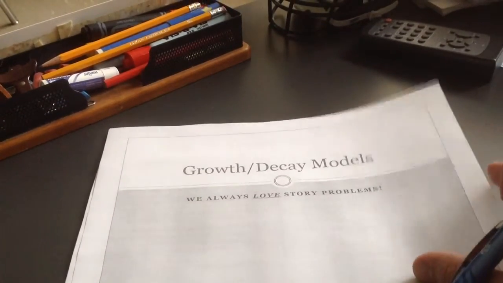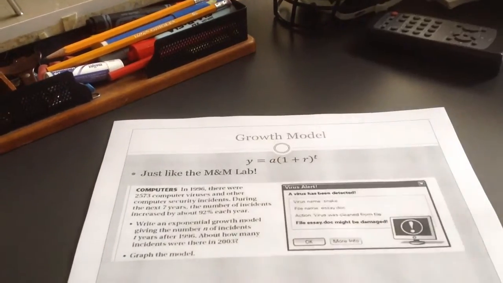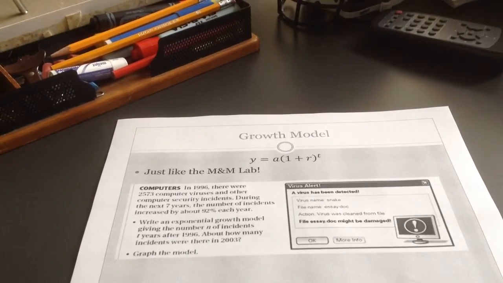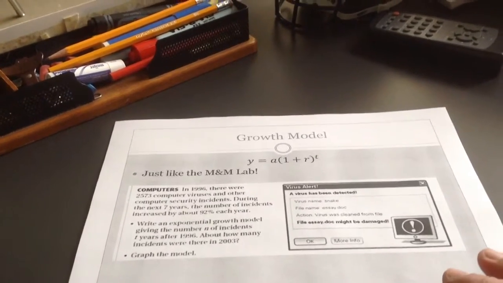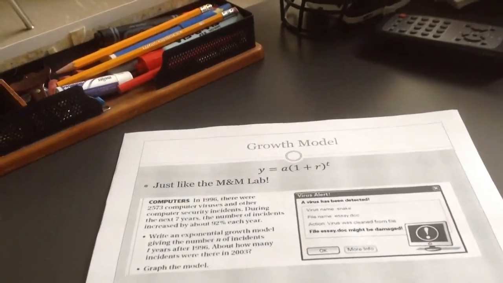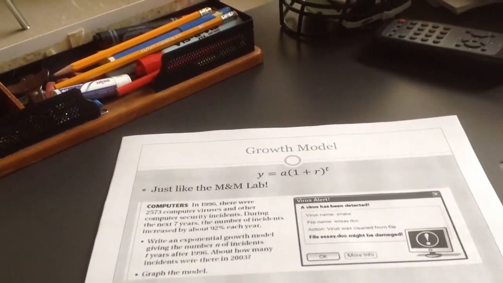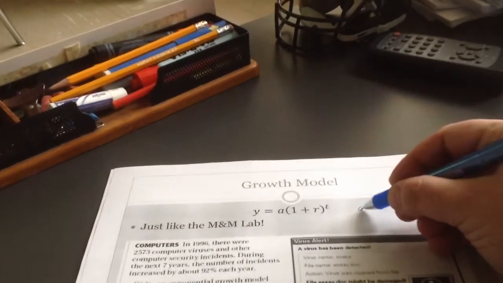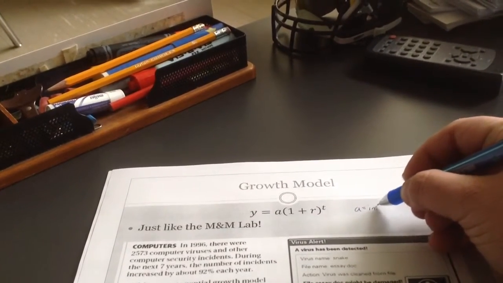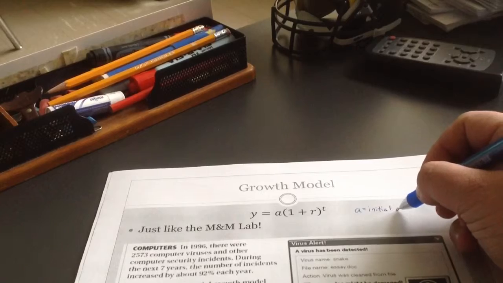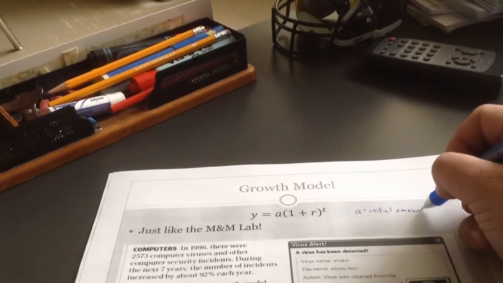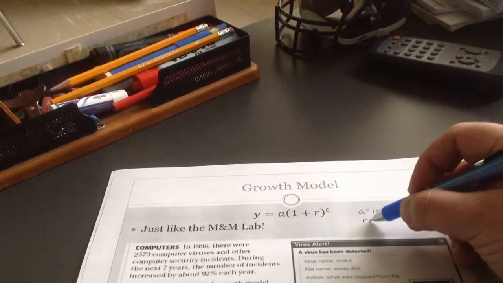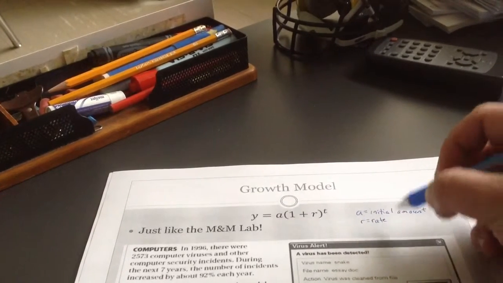situations where it's going to be like the M&M lab, where the growth model is y equals a times quantity 1 plus r to the t. Now when we go to do this, as was with the M&M lab, a is your initial amount. It's whatever you're starting with in the problem. R is still our rate of growth.